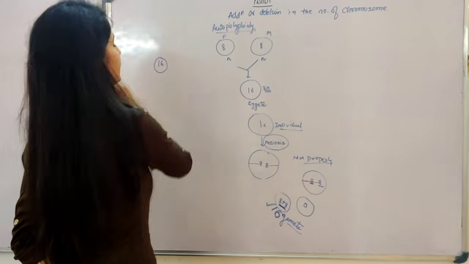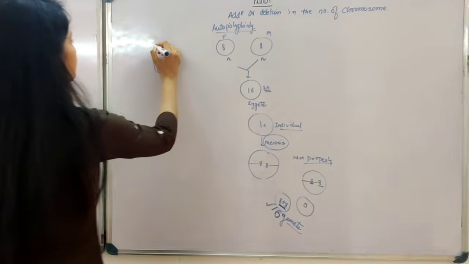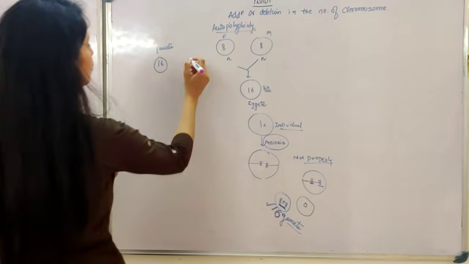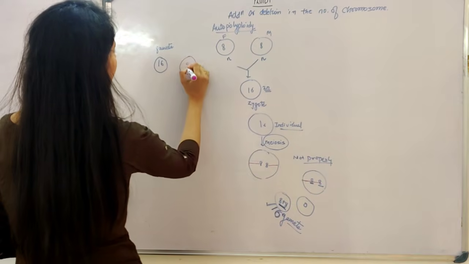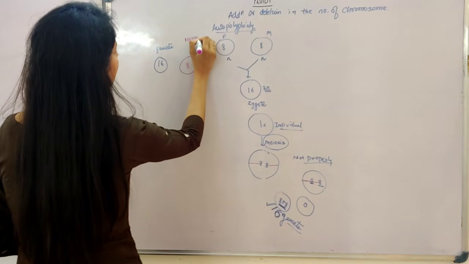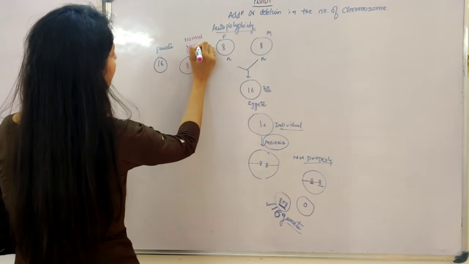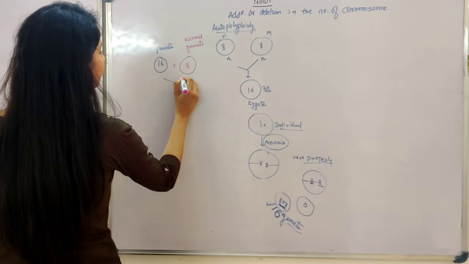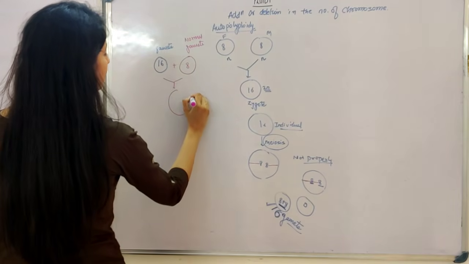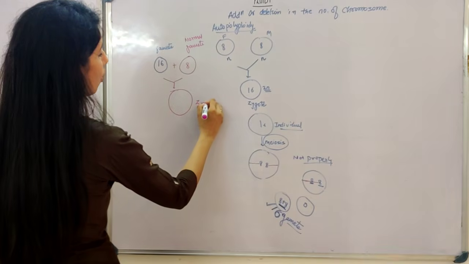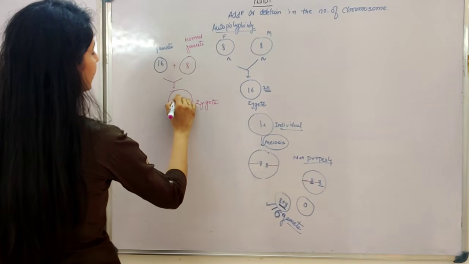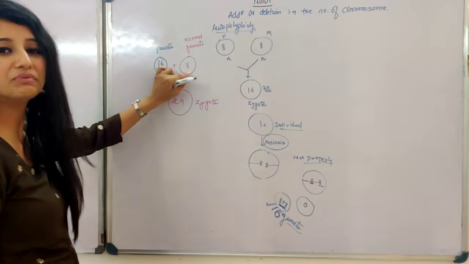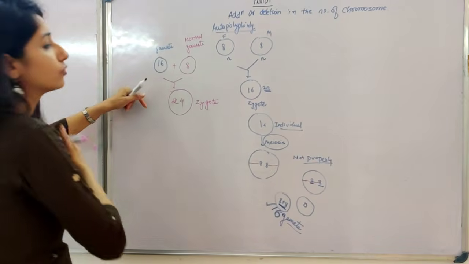This 16 chromosomal gamete will fuse with the 8 chromosomal normal gamete. When the fusion occurs, the zygote will contain 24 chromosomes. 16 plus 8, 24 chromosomes.